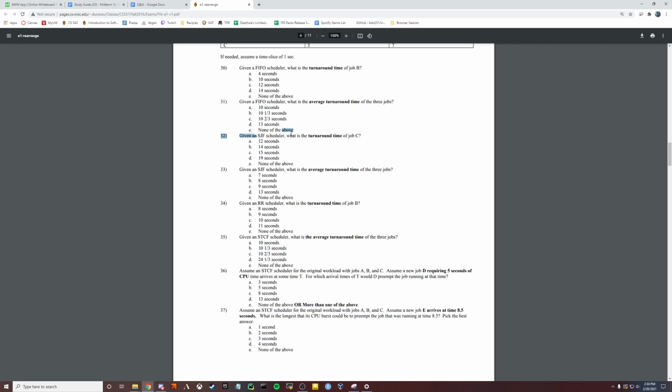Given a shortest job first scheduler, what is the turnaround time of job C? That should be 14 seconds. Perfect. Given a shortest job first scheduler, what is the average turnaround time of the 3 jobs? The answer is E, none of the above. Perfect. Given a round robin scheduler, what is the turnaround time of job B? The answer is 9 seconds. Awesome.